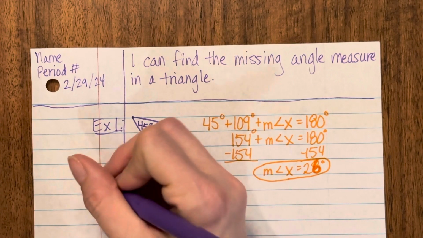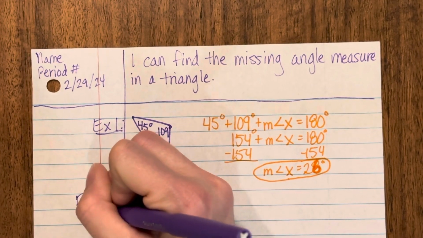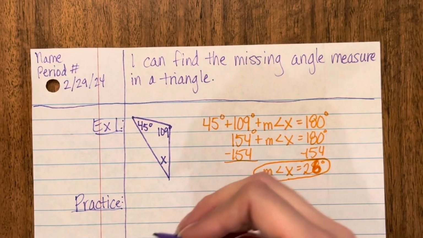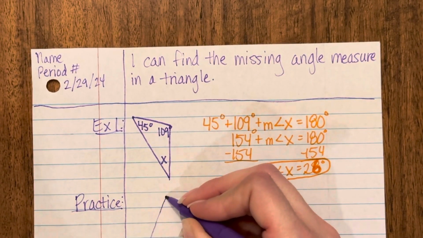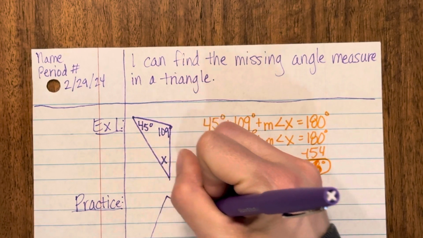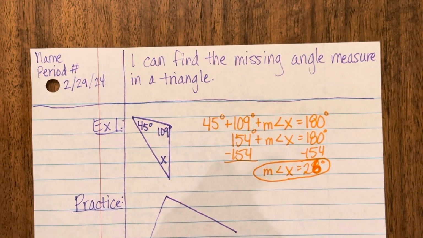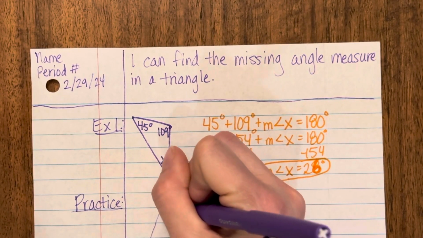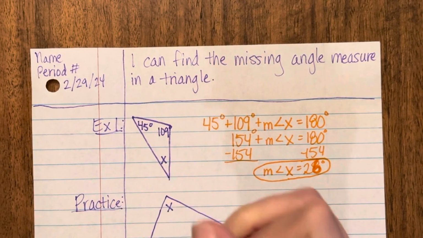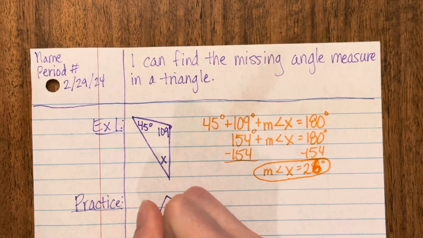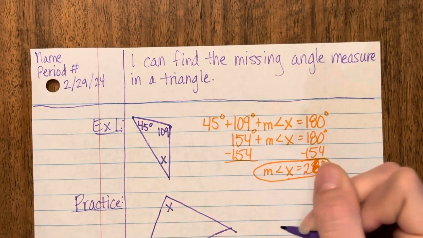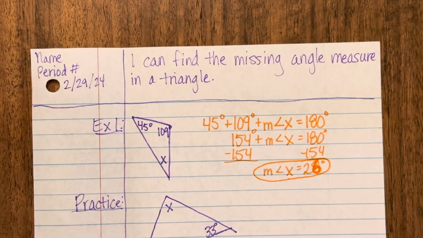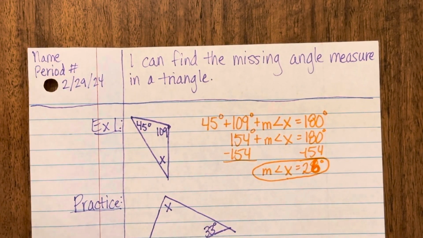I want you to try it real quick. Okay, here's our triangle. Okay, X is here. You have 57 degrees and 33 degrees. Okay, go ahead and pause your video and solve for X.